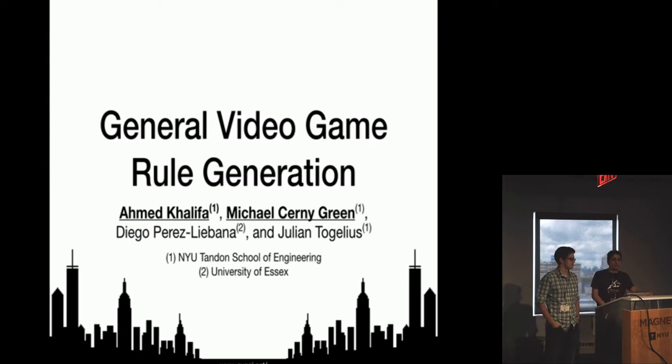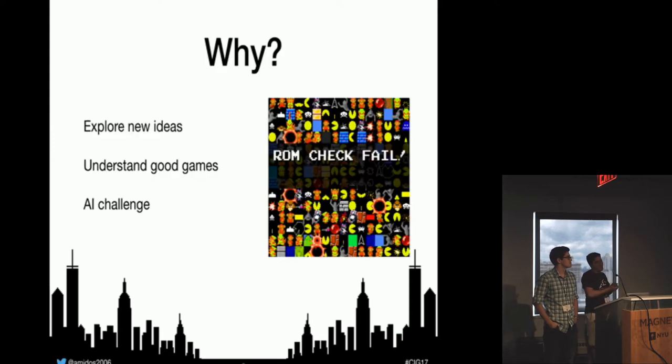Okay, so I'm Ahmed Khalifa, and this is Michael Green, and we're going to present our paper, General Video Game Rule Generation. So why do we want to generate rules? Imagine you are a game developer, and you are really bored, and you don't have any ideas. So you can just ask the computer, give me a new idea, and it produces a prototype, and then you play it and say, oh, it's good, maybe I could develop it into a bigger game.